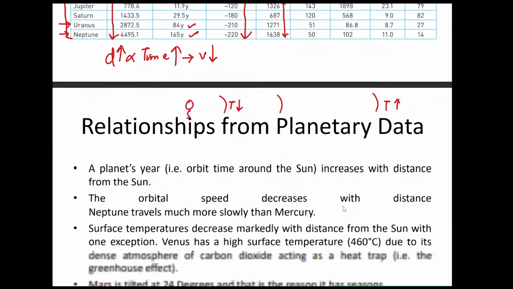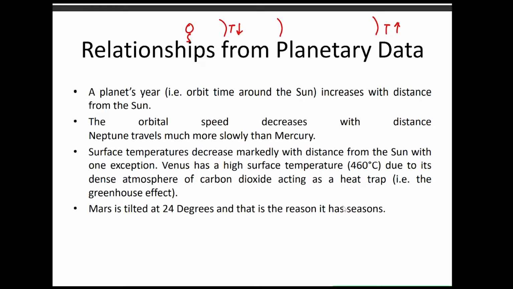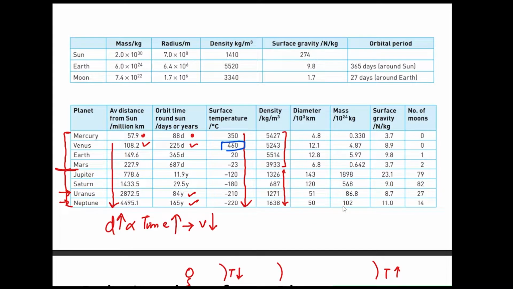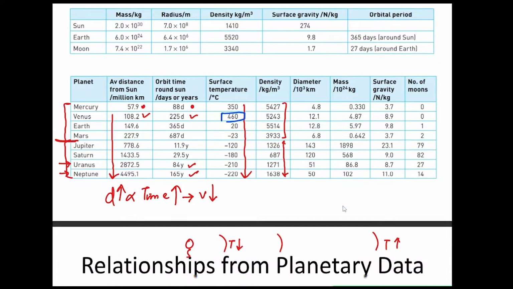There is a reason why Venus experiences such a high temperature: its atmosphere is concentrated with carbon dioxide, which is a greenhouse gas, right? So it absorbs a lot of radiation, stores that energy in the planet's system as a greenhouse effect, and eventually causes its temperature to be even higher than Mercury. Although Mercury is closer to the Sun, Venus's temperature is even higher. So it's something to do with the atmosphere of Venus. Other than that, as we move away from the Sun, the general temperature of the planet is decreasing.